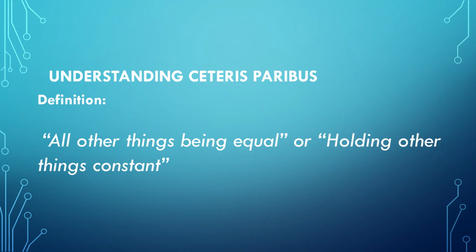Why is this important? Because in the real world, many things change at the same time. But when we study the law of demand, we want to isolate just the relationship between price and quantity demanded. So we want to see what happens when only the price changes and everything else stays the same. In our market situation, we kept everything constant.